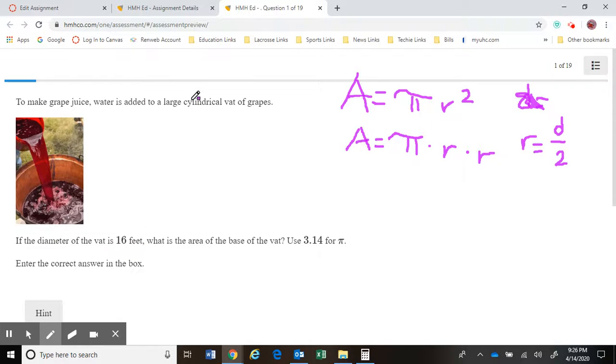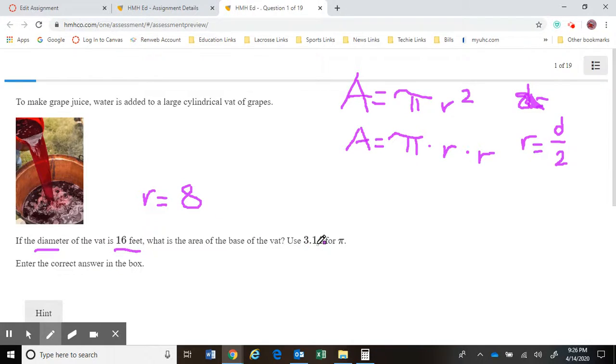To make grape juice, water is added to a large cylindrical vat of grapes. If the diameter of the vat is 16 feet, what's the area of the base of the vat? So think about a cup. I just want to know the area of the bottom of the cup. It's got a diameter of 16 feet. And I don't want to know the diameter, I want to know the radius, right? Well, radius is going to be the diameter divided by 2. So what's 16 divided by 2, or half of 16? That's going to be 8, right?